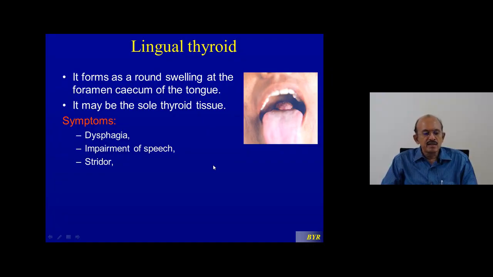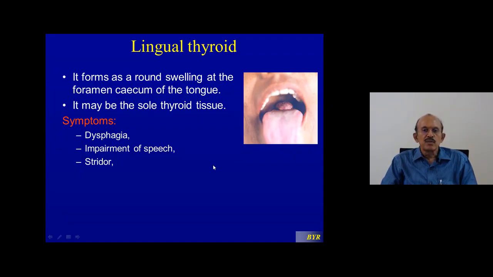What is wheeze? Stridor and wheeze are both different. They are not the same. Whenever a patient gets difficulty in breathing during inspiration, it is called stridor. Difficulty in breathing during expiration is called wheeze.